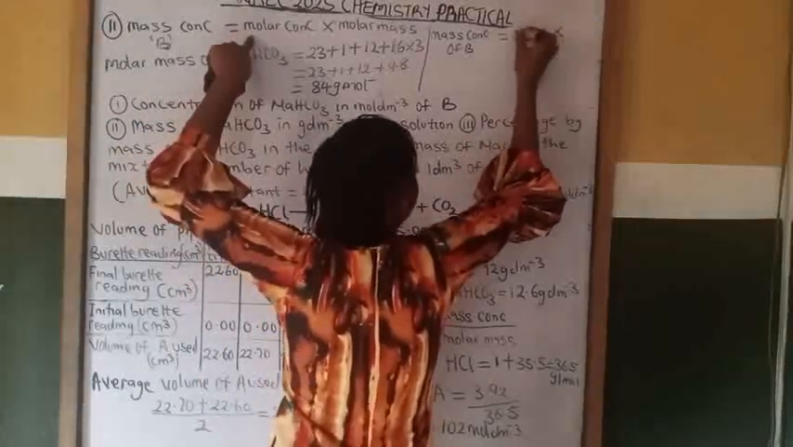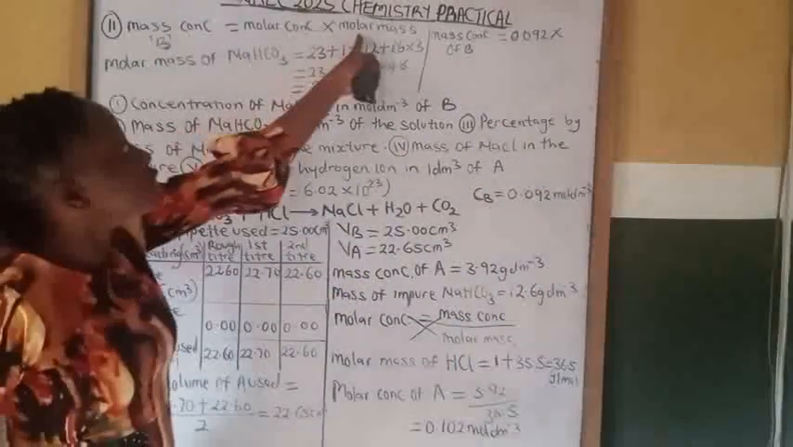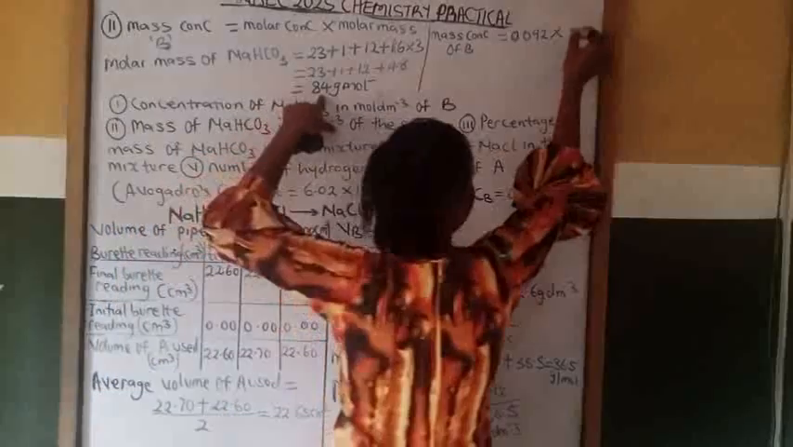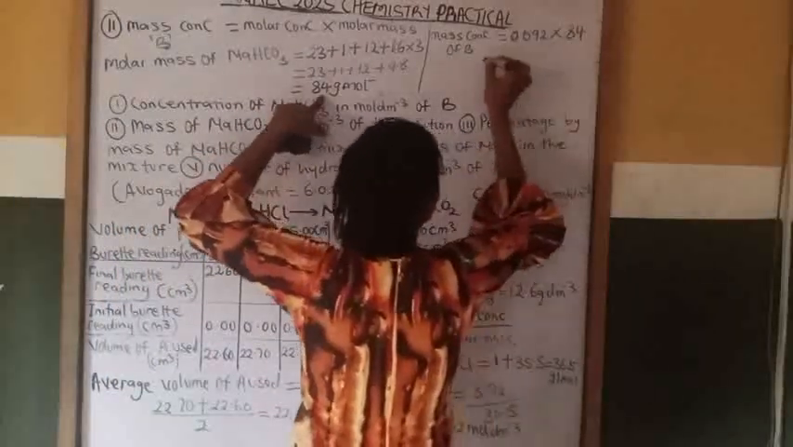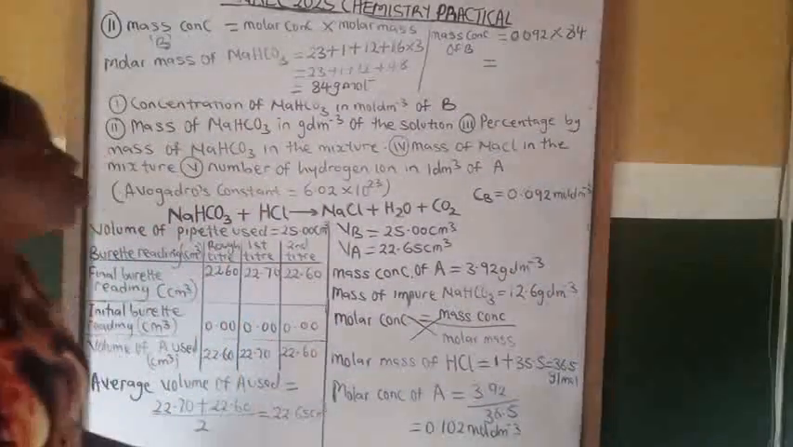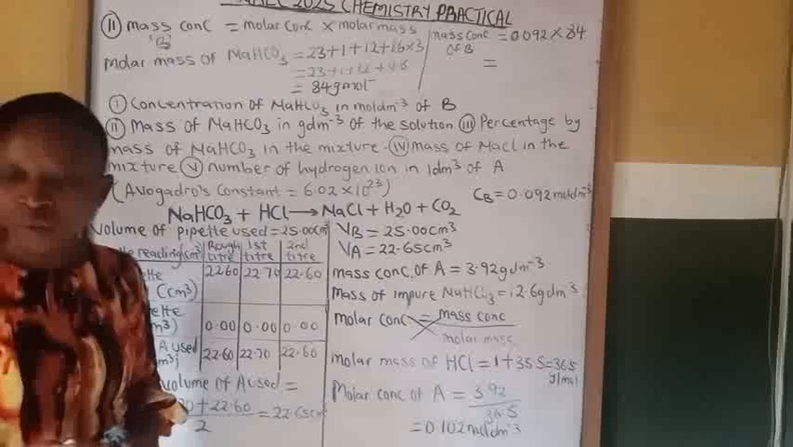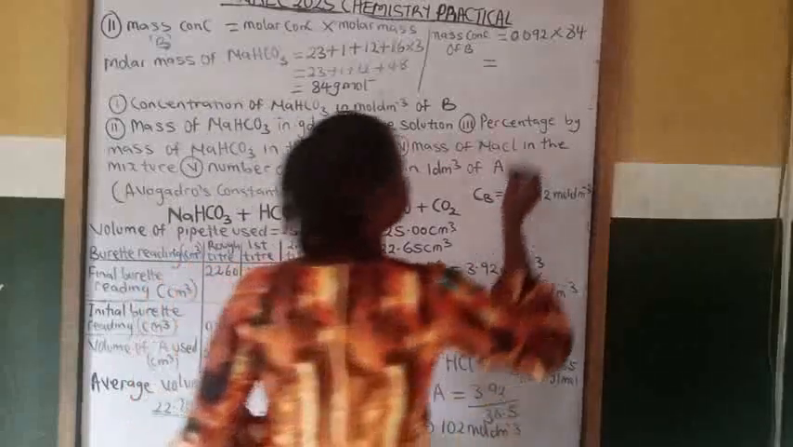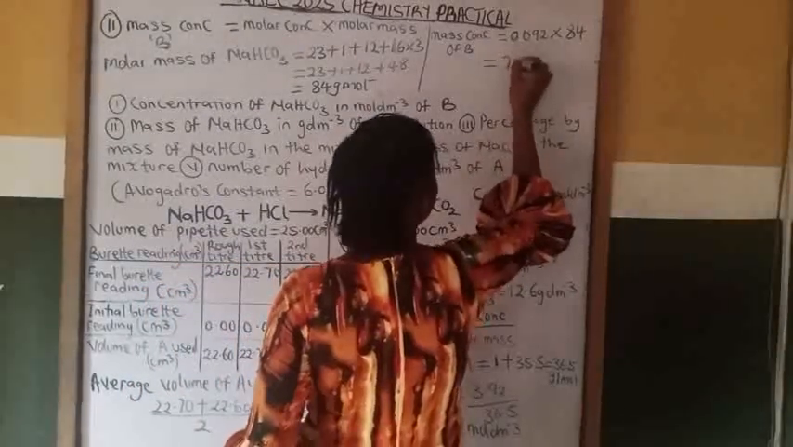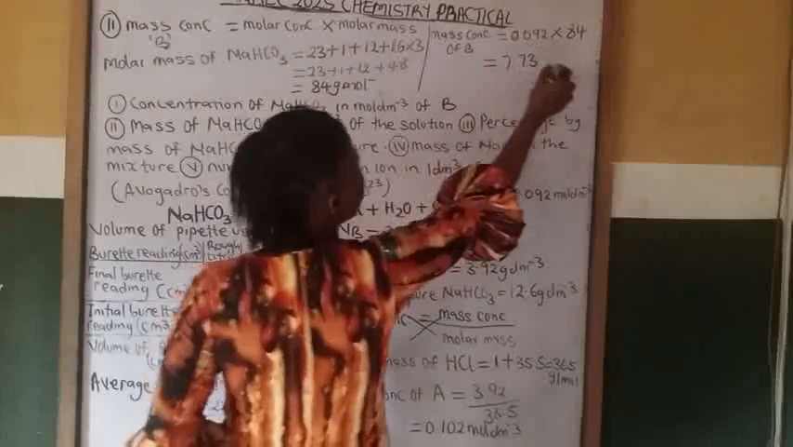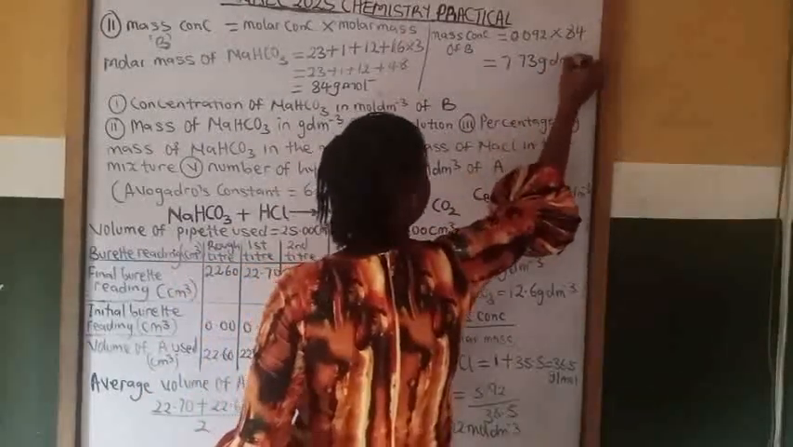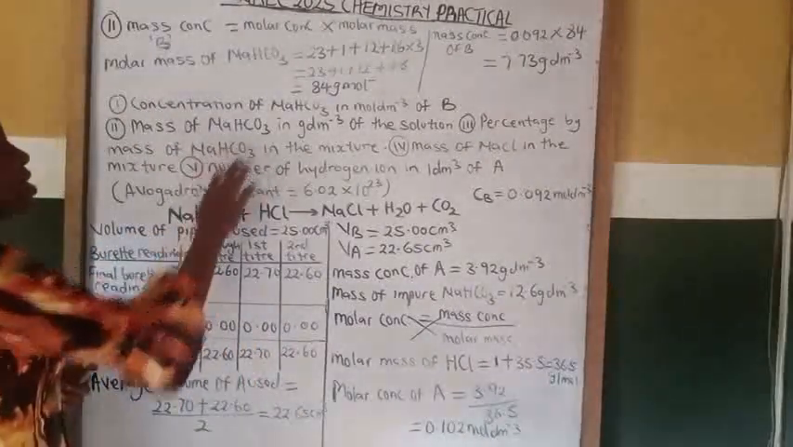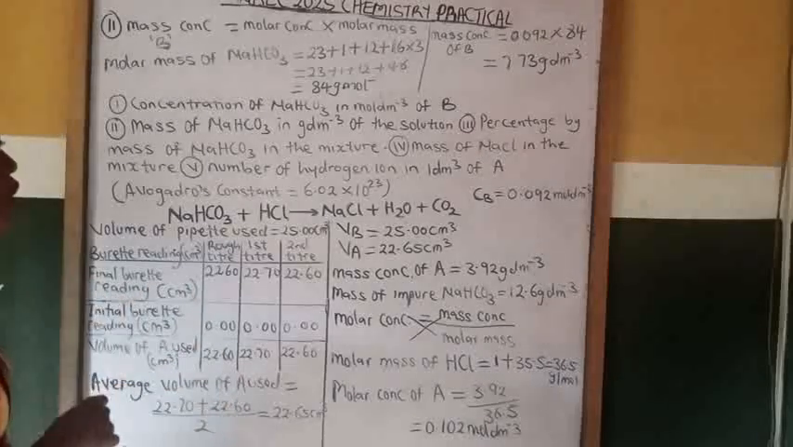0.092 multiplied by the molar mass of B. We have gotten the molar mass of B to be 84, so multiplied by 84. 0.092 times 84 will give us 7.73. The mass concentration must be in gram per dm cube. So that is the mass of NaHCO3 in the mixture.